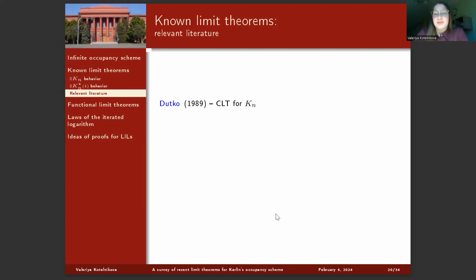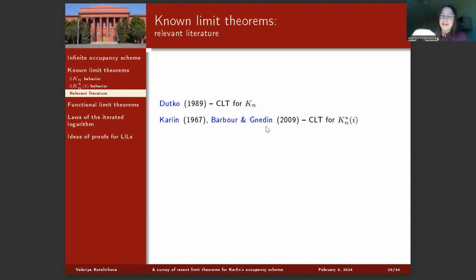Other limit theorems which have been proved, and are more interesting because they involve something random, are central limit theorems for the number of occupied boxes. It was proved by Dutko in 1989 under the only assumption that the variance of the number of occupied boxes diverges to infinity. Central limit theorems for small counts were proved by Karlin in 1967 when alpha wasn't zero, and by Bercu and Kabluchko in 2009 when alpha was zero. And here, as we established, by alpha being zero, I mean not completely this case, but the fact that the counting function belongs to the Hahn class.